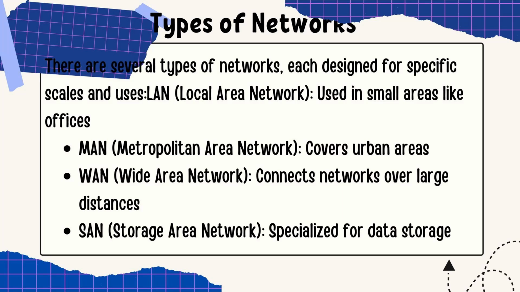The most common are LANs, or local area networks, which cover small areas like homes or offices. Then we have MANs, metropolitan area networks, covering larger areas like a city. WANs, or wide area networks, span even larger geographical areas. The internet itself is the largest WAN. Lastly, we have SANs, storage area networks, which are specialized high-speed networks for data storage access.